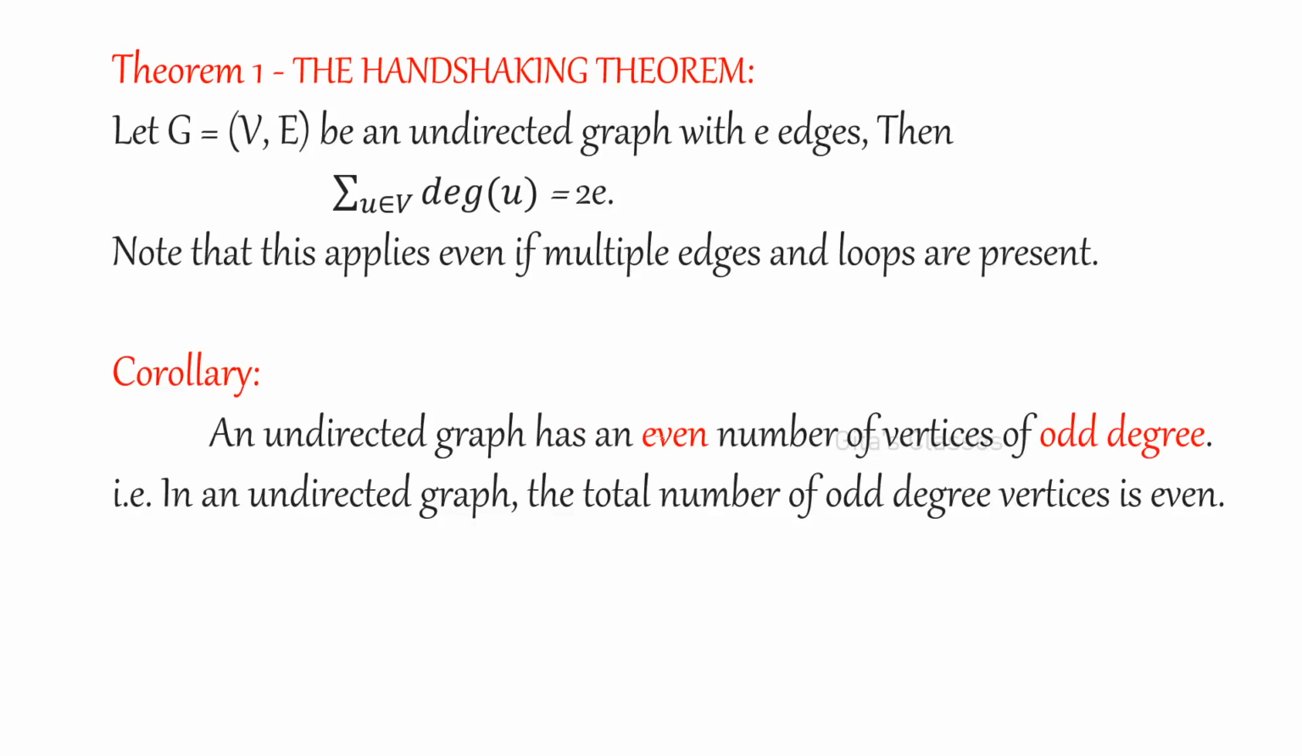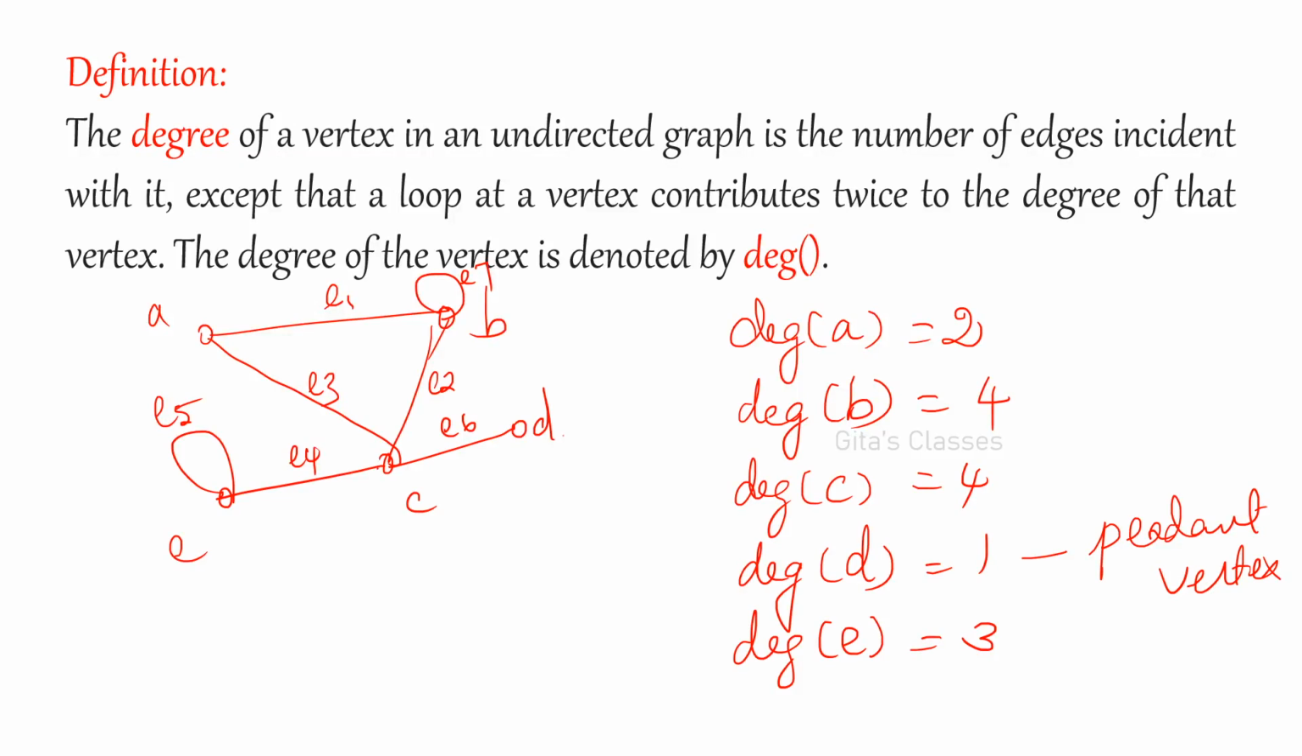Corollary: an undirected graph has an even number of vertices of odd degree. That means in an undirected graph, the total number of odd degree vertices is always even. See, the number of odd degree vertices is even. Here, 1, 2, 3, 4, and only 1 and 2 are odd, so the number of odd degree vertices will be 2. 2 is even. That is what it means.